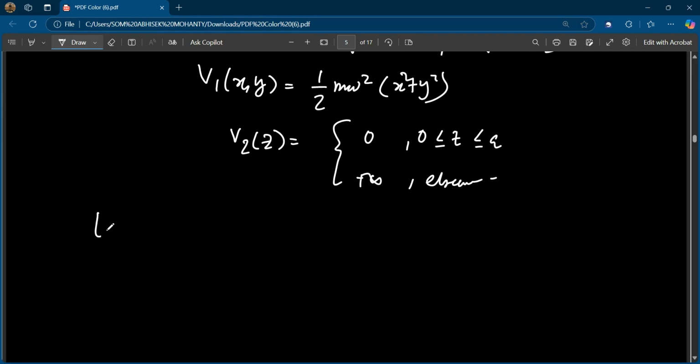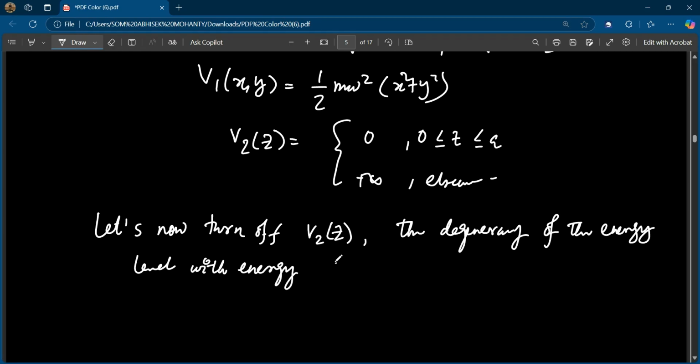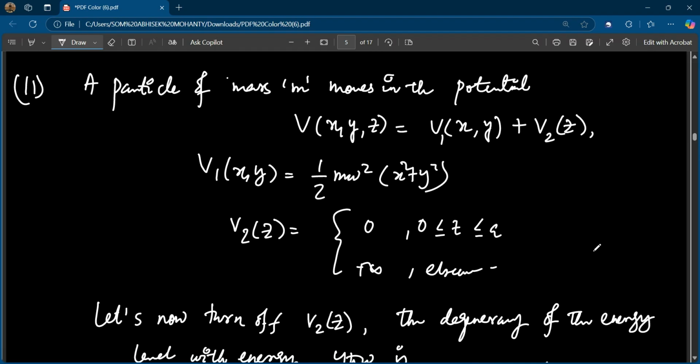So now let's turn off V2(z). The degeneracy of the energy level with energy 4 h cut omega is: option A is 2, option B is 3, option C is 4, option D is 10. So please try.